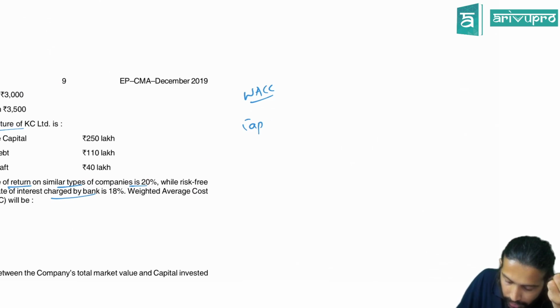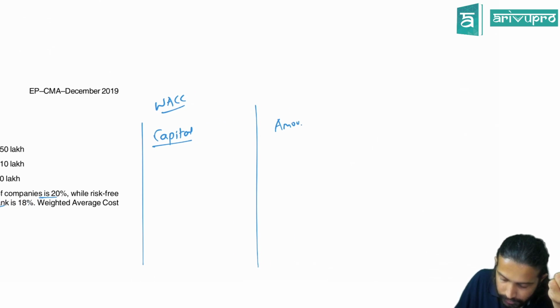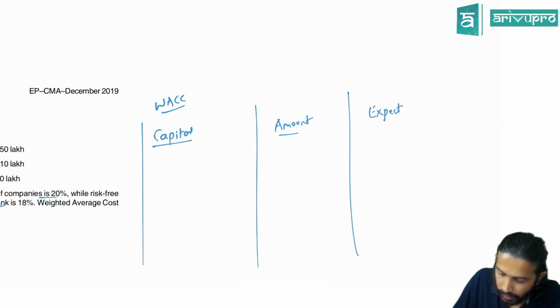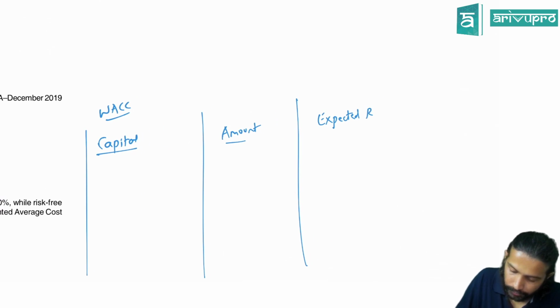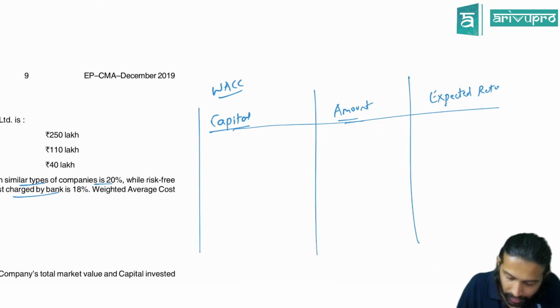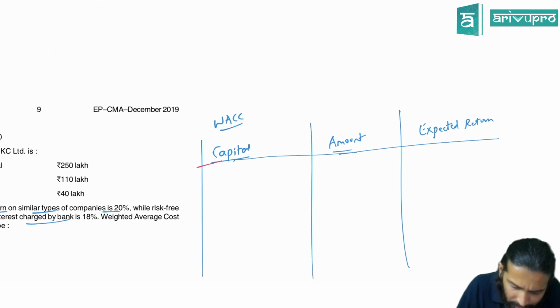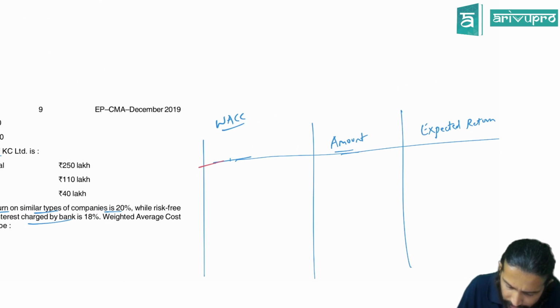First take capital. What are the types of capital we have? Or maybe I'll have the columns first. Capital, and we'll have the amount of capital here. Then we'll have expected return. Okay, these are the three columns we'll have. Economic value added statement means what are the sources of finance we need to consider. Don't be misled by the term capital, or if I write capital, you'll only consider share capital. Instead of capital, write source of finance, better.